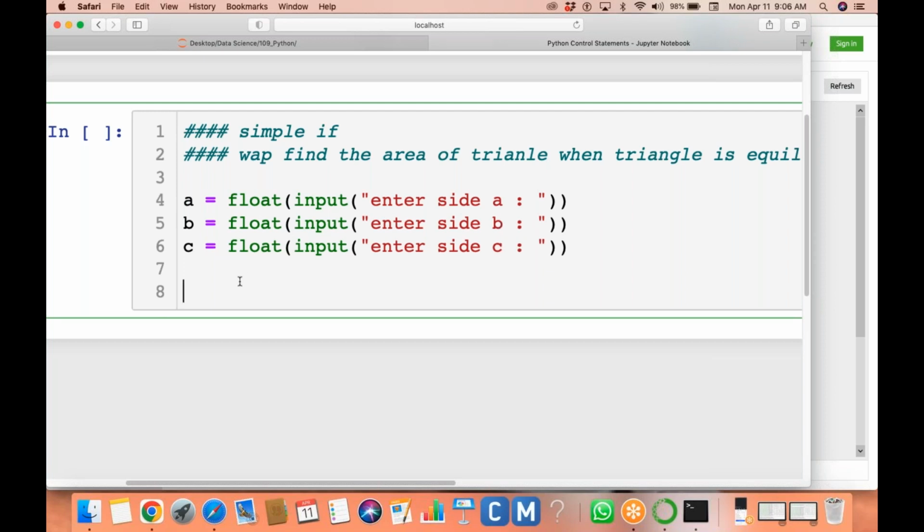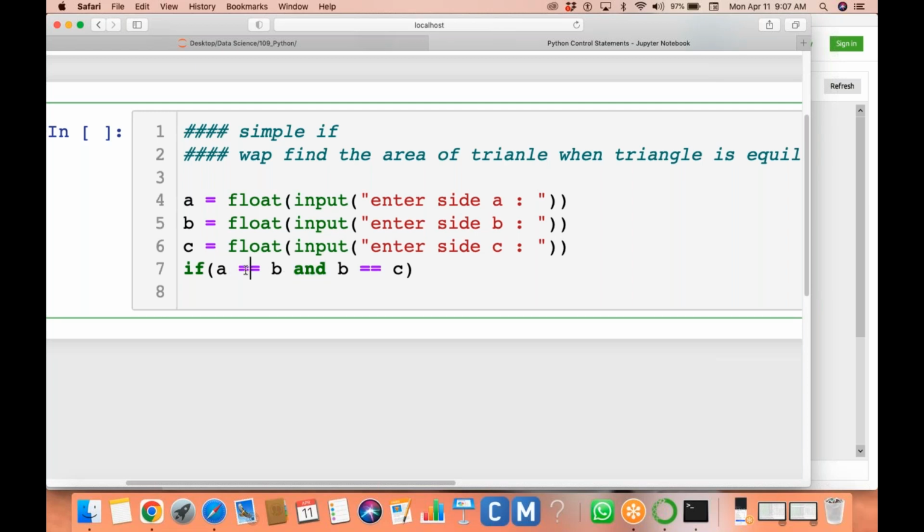Once we have these three sides, I want to check: if and only if A equal to B, that means A and B are both the same, and B equal to C. If these two conditions are true, A equal to B means both sides are same. Even if these two are same, I don't want to say that it's an equilateral triangle. I can say it whenever B equal to C also, if and only if A and B are the same and B and C are both the same, and that too I'm using the and keyword, right?